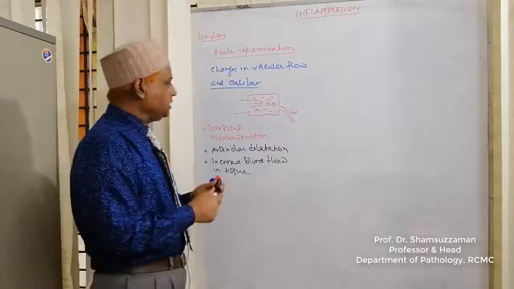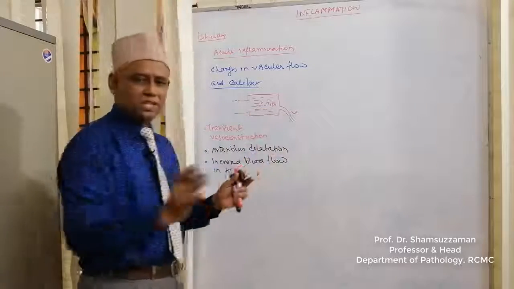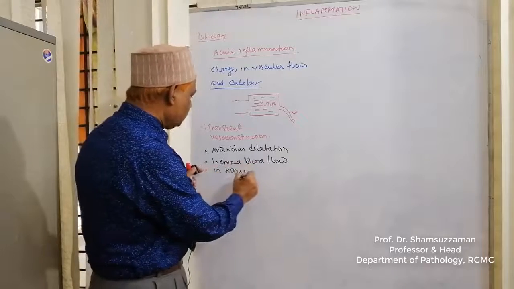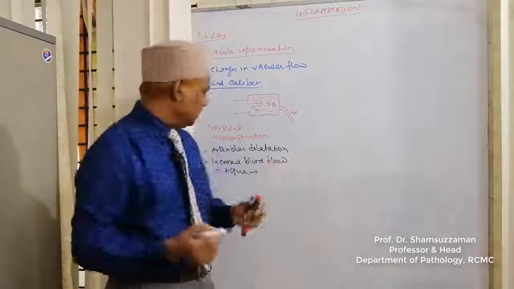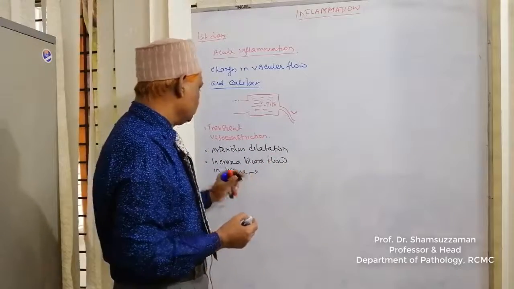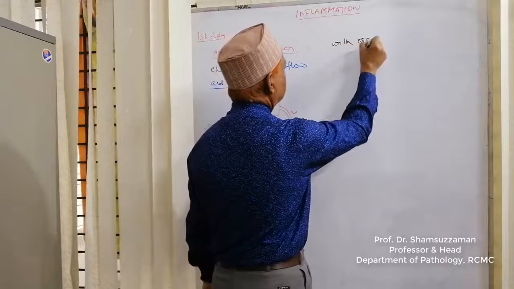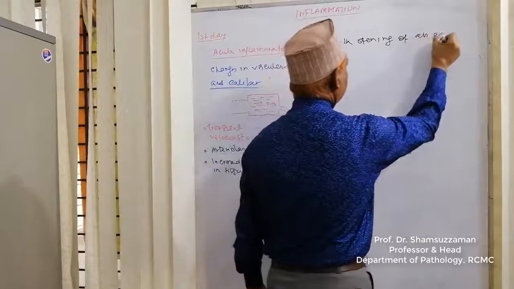Dear audience, again we can recapitulate. The arteriole dilates, increased flow of blood, but the venule is not dilated. So increased flow of blood, and at the same time there is opening of all capillaries. So increased flow of blood in tissue with opening of all capillaries.